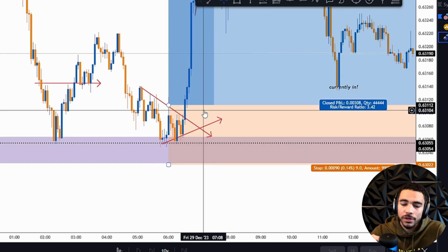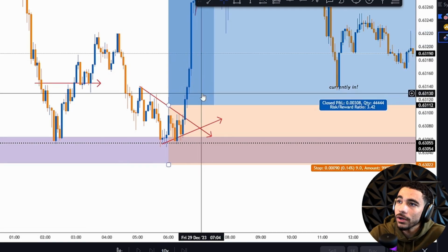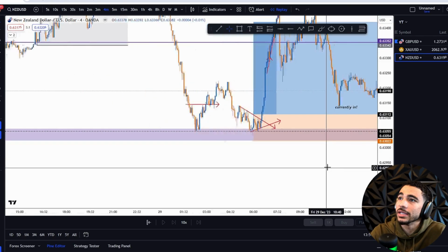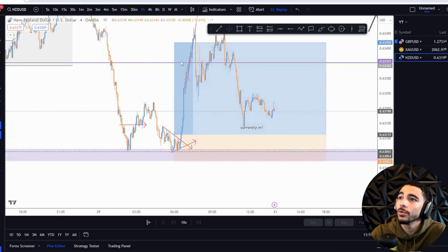So now I have a wedge pattern. We're tapped into our order block on the higher time frame. We're tapped into our lower time frame order block, and now once we broke out this wedge so bullishly, I decided to hop in. As you guys can see, price just absolutely runs to our TP.